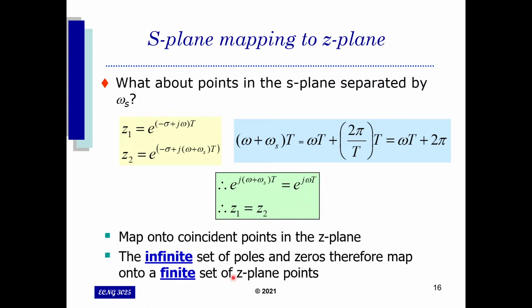So what this means is that, in general, the infinite set of poles and zeros on the S domain will just map to the finite set of z-plane points because of that unit circle that we just saw.